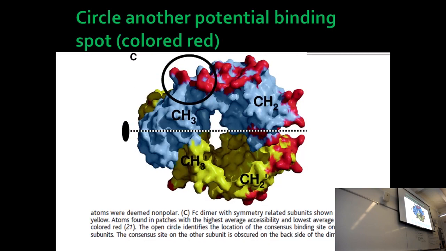So the only thing I can say is that you can look at, they colored where the highest average accessibility and lowest average polarity was. And really you get this deep groove that's colored red, and nothing else has a deep groove that's colored red. That suggests that this is important. You can also look at other red parts. And what I find interesting is the red part here, guess what? That is the FC receptor binding site. So it looks like the FC receptor might even follow the same rules. It's just it can bend the rules and it has to bind at a different point.